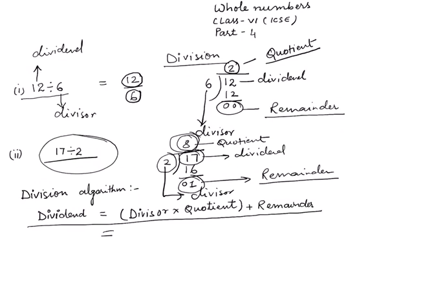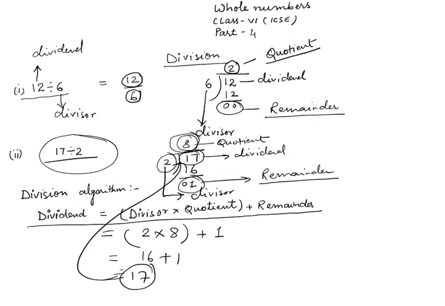See, what is the divisor here? 2. What is your quotient? 8. And what is your remainder? 1. So we can write 8 2s are 16 plus 1, 17. So you can see that 17 is your dividend, this you have got. With the help of this division algorithm, you can see there are 4 unknown values. If you know any 3, you can find out the fourth one.